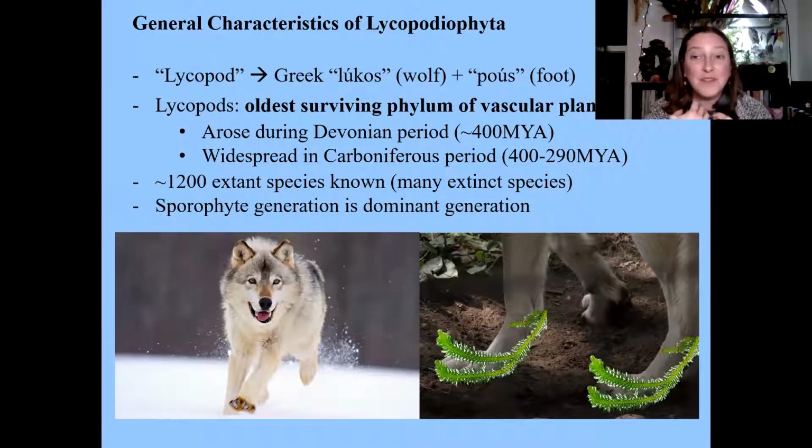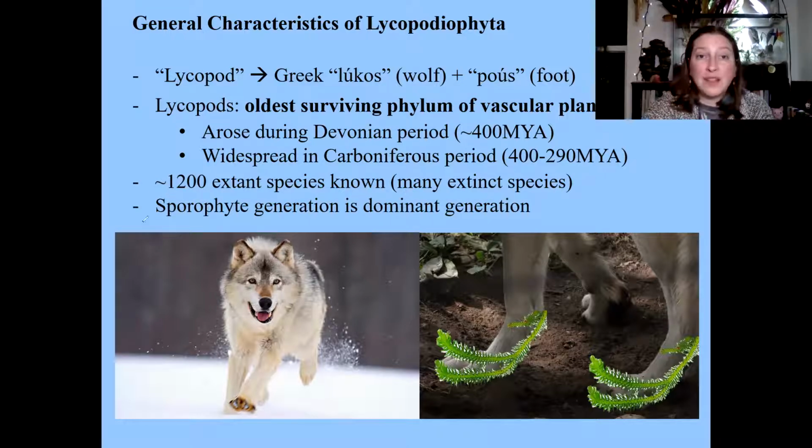There's a lot of species. There are about 1,200 known species still around, but there are also many extinct lycopod species.